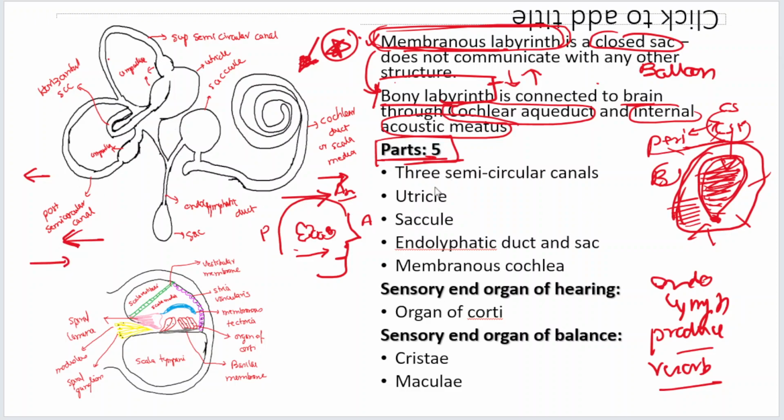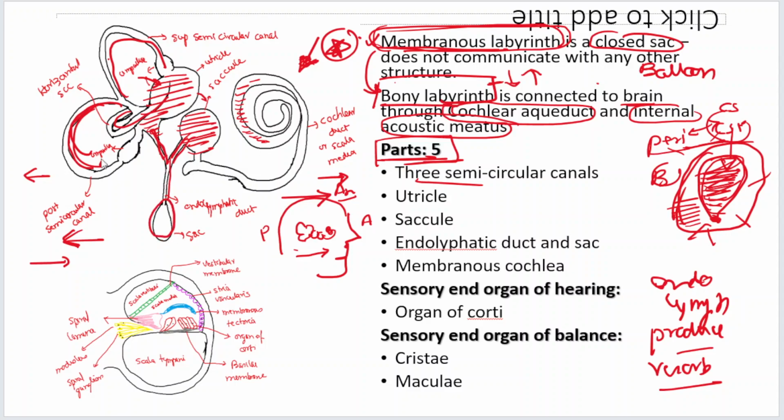So what are the parts of the membranous labyrinth? You have the 3 semicircular canals. So these 3 semicircular canals that you have here, this is the first one from posterior to anterior. In front of the 3 semicircular canals, you have a structure that is called the utricle. In front of it, you have a structure that is called the saccule. In front of it, the structure that is present is called the membranous cochlea. Okay. The utricle and the saccule give small ducts, connections, which connect together to form the endolymphatic duct.